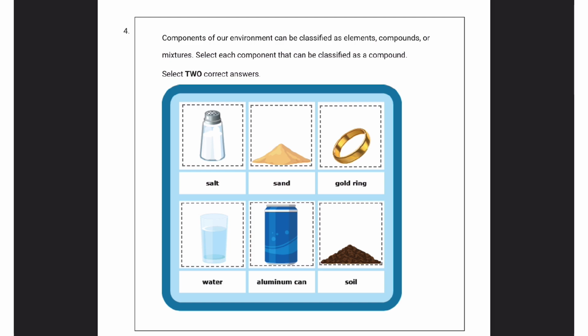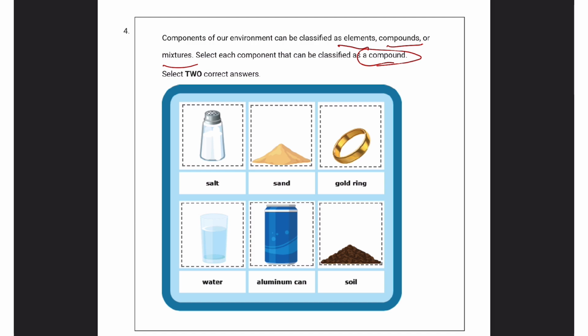All right, number 4. Components of our environment can be classified as elements, compounds, or mixtures. Select each component that can be classified as a compound. So we talked about these in class. This one's a little trickier because you don't see your chemical symbols, but we did talk about a couple of these specifically in class. So let's do the ones that we do know.